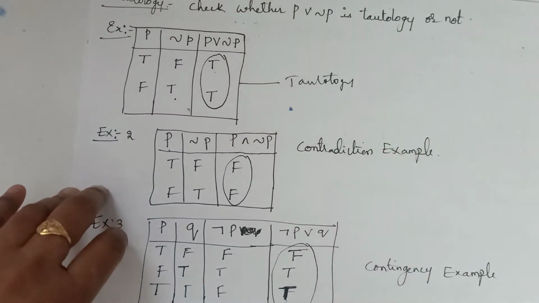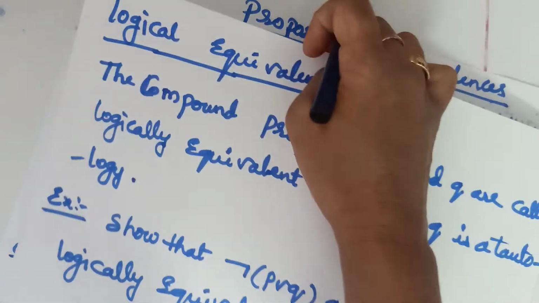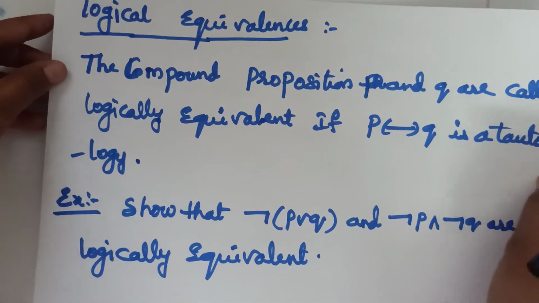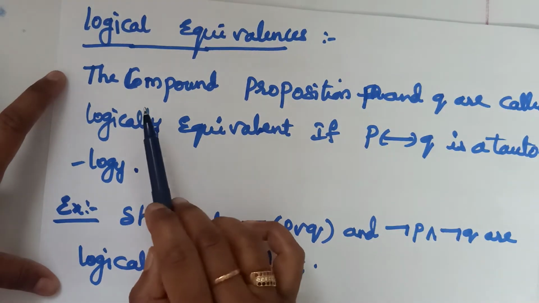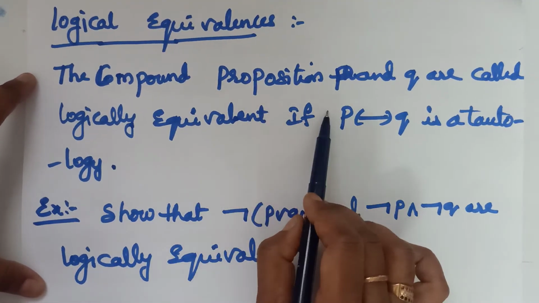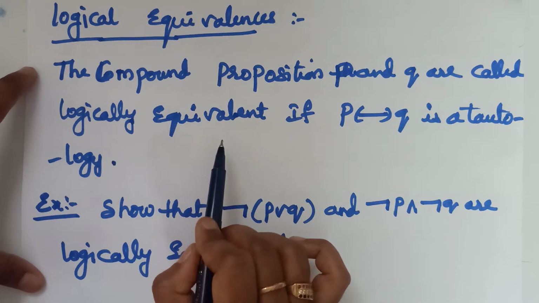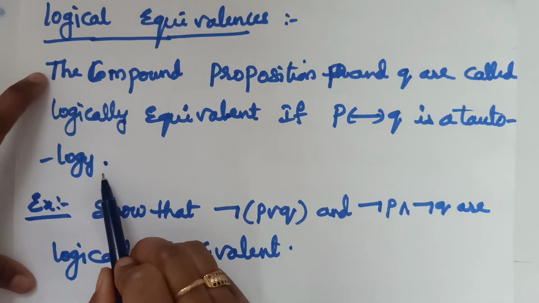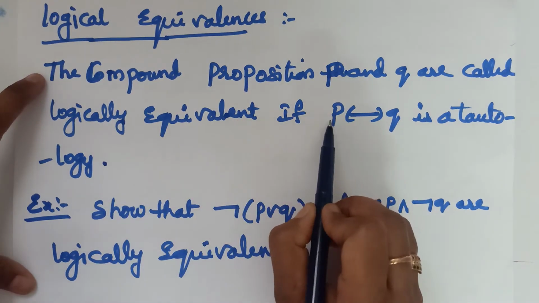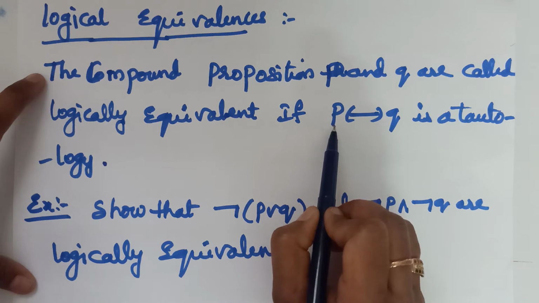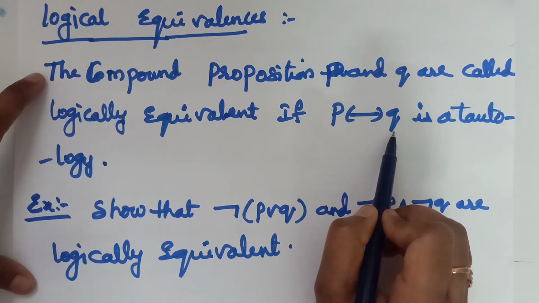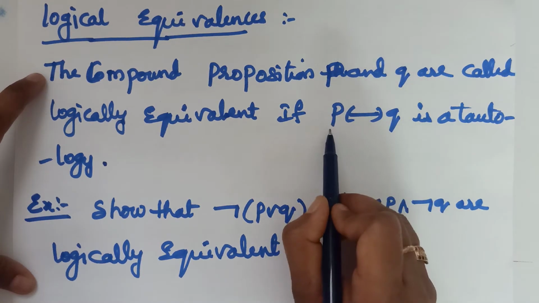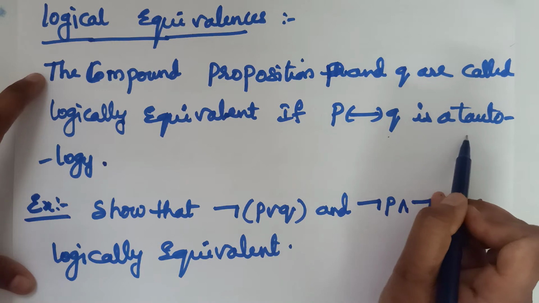Now we'll discuss logical equivalences. The next topic is logical equivalences. Two compound propositions P and Q are called logically equivalent if P biconditional Q is a tautology. If you have two compound propositions P and Q, they are said to be logically equivalent if P biconditional Q is a tautology.